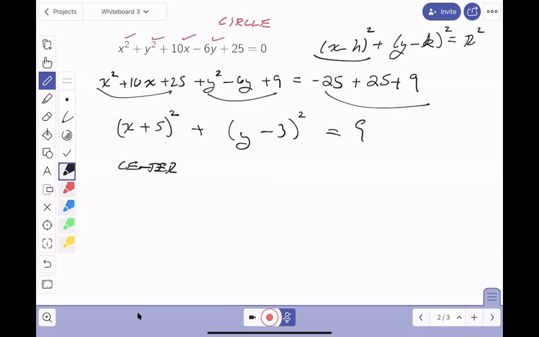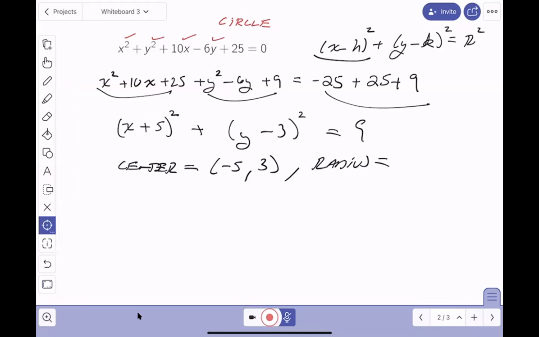And the center is, well, I want to point this out to you. What makes this thing 0 is minus 5. I'm going to point this out to you. What makes this 0 would be 3. And what's the radius? Well, again, you have to say stuff. What squared would give you 9? And that would be 3.